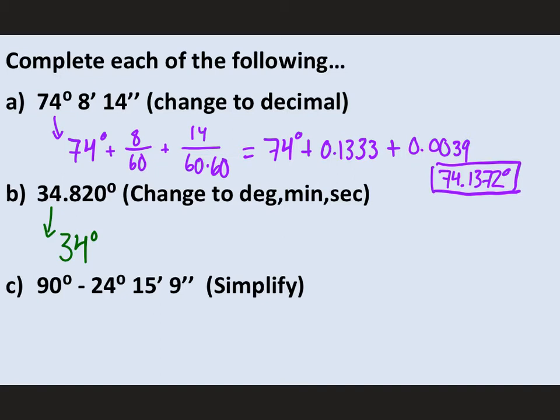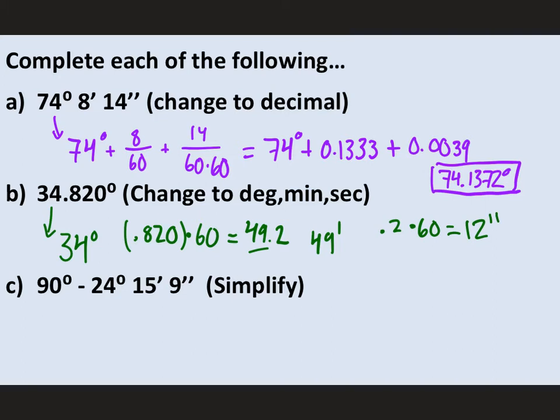To figure out how many minutes I have, I'm going to take the decimal part, 0.820, and multiply it by 60, and I get 49.2. All right, so what this tells me is I have 49 minutes. I'm going to take that 0.2 and multiply by 60 again. 0.2 times 60 gives me 12, and this is my seconds.